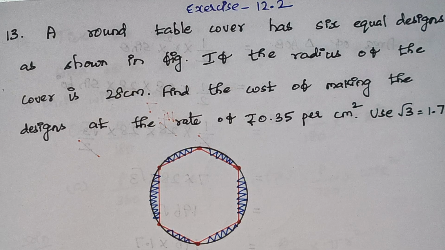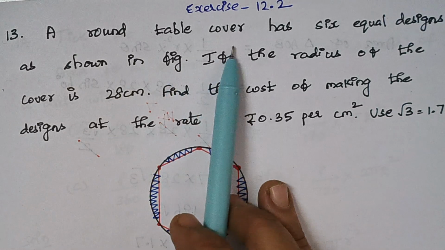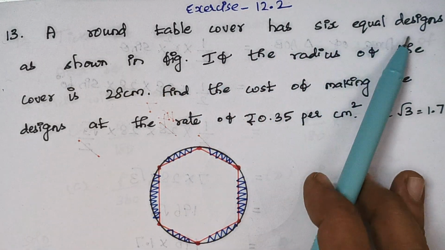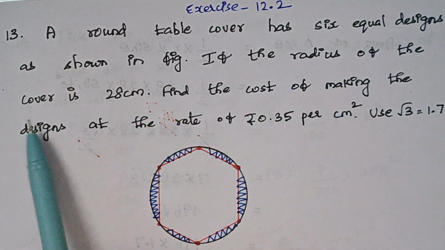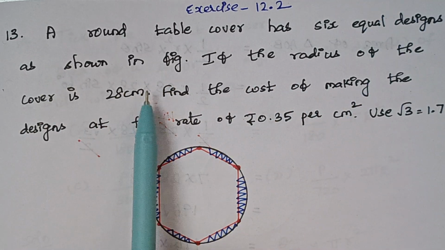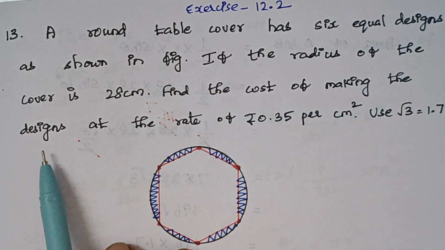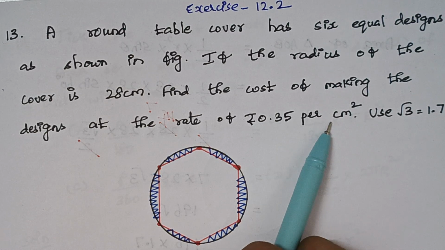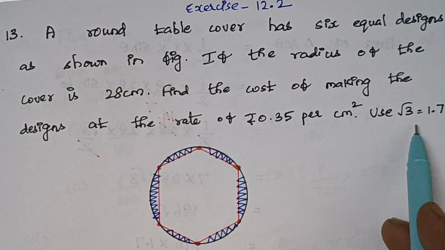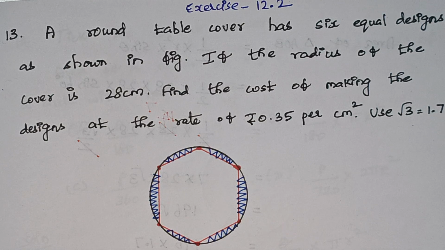Today we are going to solve problems 13 and 14 in exercise 12.2. The problem is: a round table cover has 6 equal designs as shown in the figure. If the radius of the cover is 28 cm, find the cost of making the designs at the rate of rupees 0.35 per centimeter square. Use root 3 equals 1.7.